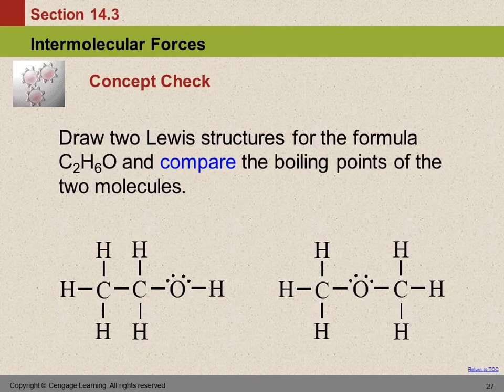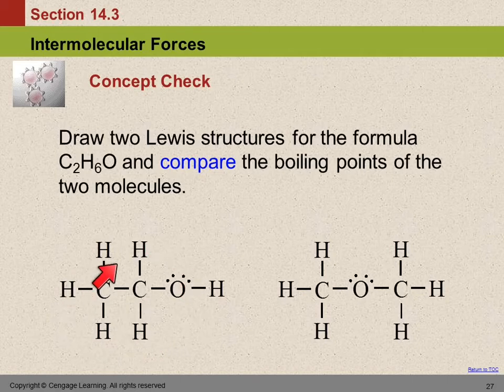I saved you the step of drawing the two Lewis structures. So here's a formula, C2H6O. We can actually draw two different Lewis structures for these. And let's compare the boiling points. Which do we think would have a higher boiling point? The one on the left. Why?